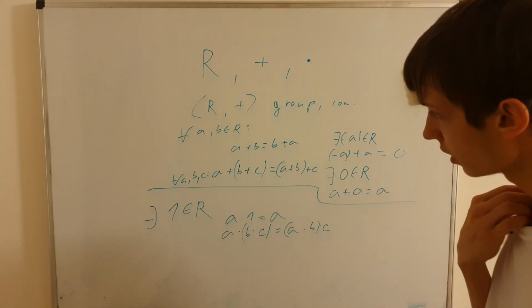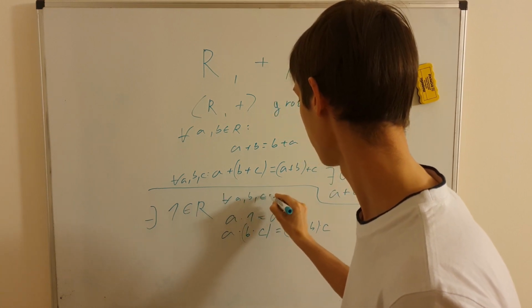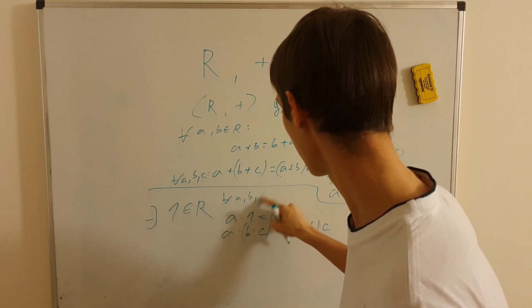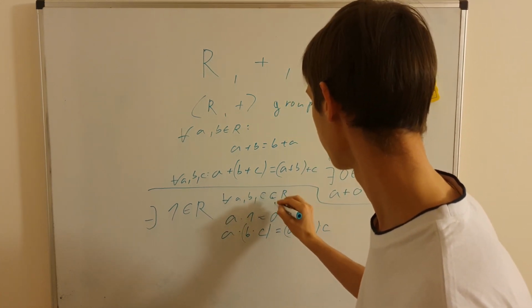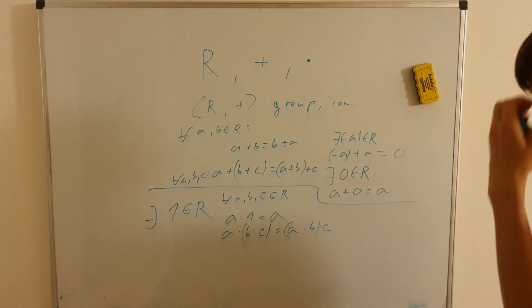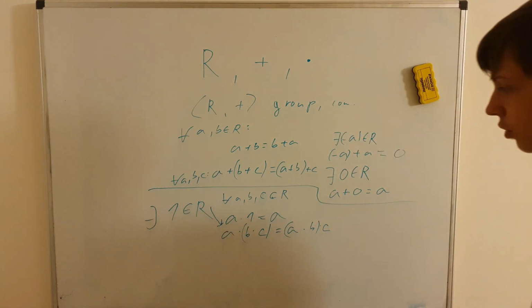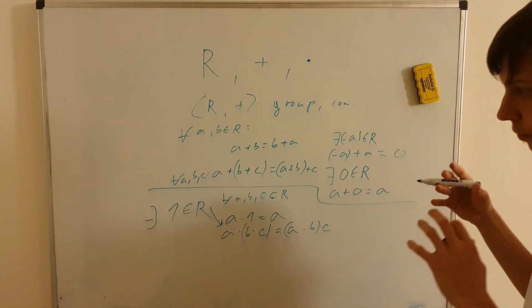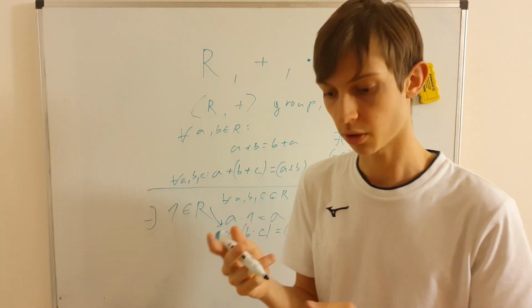Now, this is for any three elements A, B, C in R. Alright. This is for the multiplication, and then there's another property that connects the multiplication and addition together slightly.